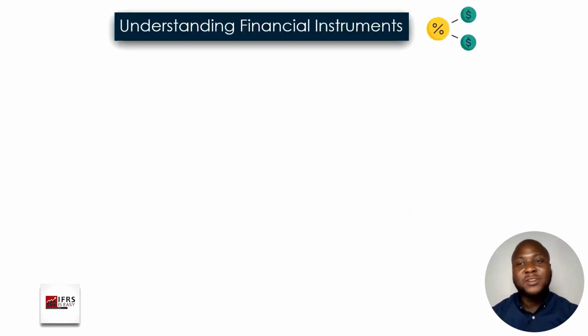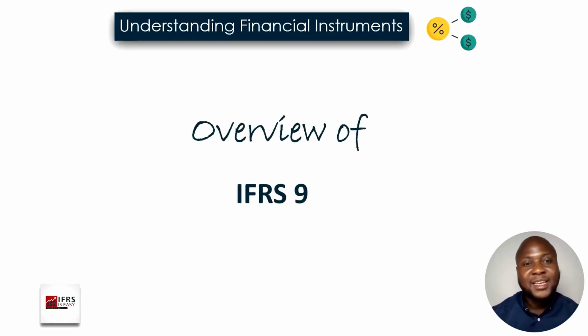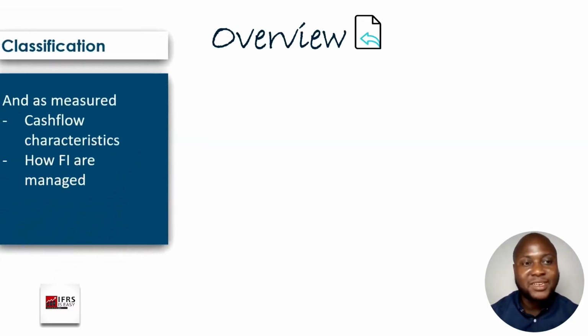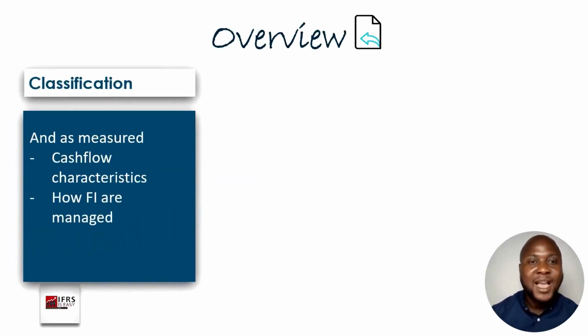Okay, so let's look at the constituents of IFRS 9. What are the major items that are involved when it comes to IFRS 9? So an overview of IFRS 9, basically there are three aspects to it. The first one is the classification. So classification basically talks about how to address the issue of financial instruments in terms of how to classify them.